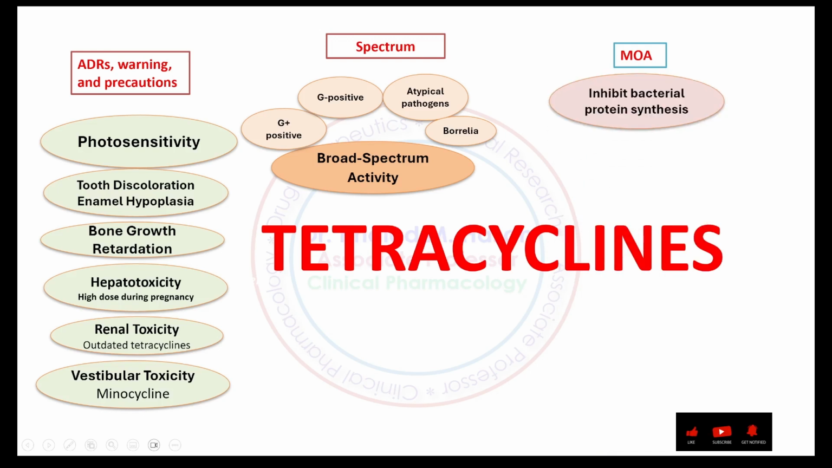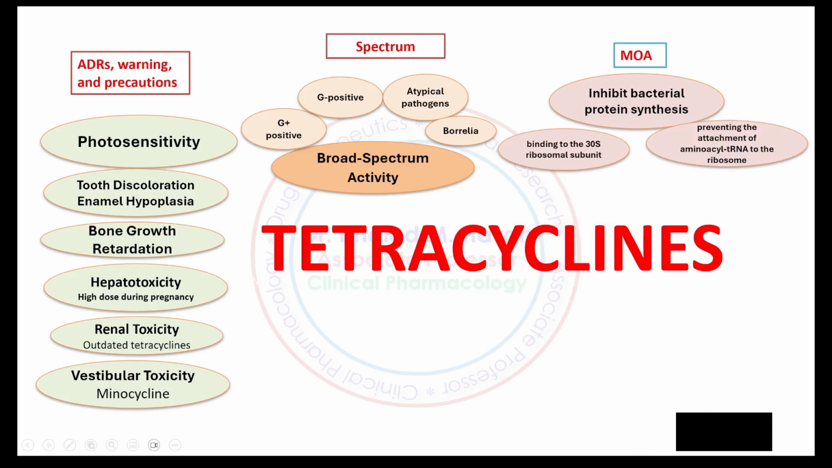How does tetracycline work? Tetracycline inhibits bacterial protein synthesis by binding to the 30S ribosome subunit. Tetracycline binding to the 30S ribosome subunit prevents the attachment of amino acid transfer RNA to the ribosome, and this leads to a bacteriostatic action. So tetracycline is considered a bacteriostatic antimicrobial.